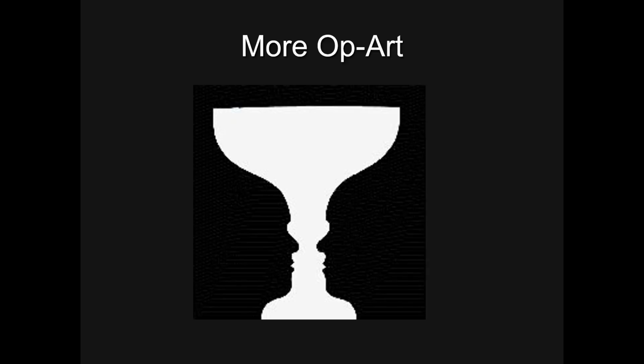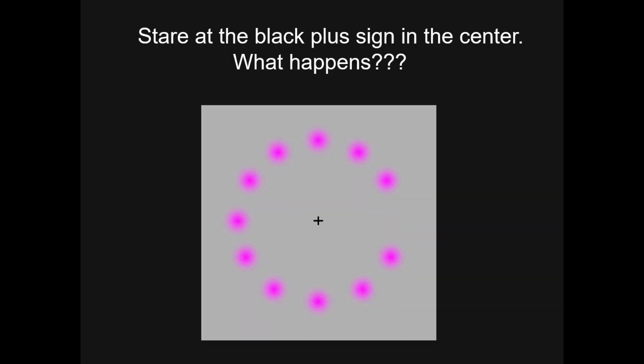Here are some more examples of op art. Now, with this piece, most of you will probably see the white as the shape or the positive space first, which is a wine goblet. But if you focus on what is, I guess, kind of the background, the black space, you'll notice that you see a second image, two faces looking at each other.